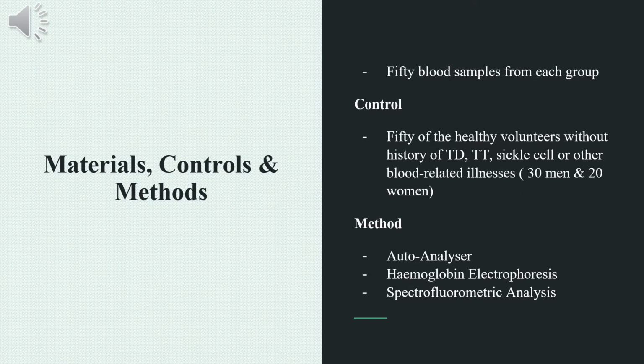And now onto our materials, control and method. There were 50 blood samples collected from each group, the control group and patients with thalassemia trait and disease. Of the control group, there were 30 men and 20 women without a history of thalassemia or any blood-related diseases. And as for our methods, as mentioned by Jason, an autoanalyzer is used with 5 milliliters of blood collected in EDTA-coated tubes for all patients, and then recording the red blood cell distribution and complete blood count parameters.